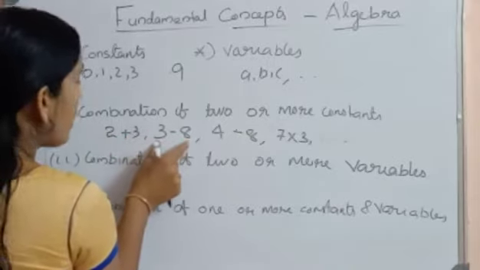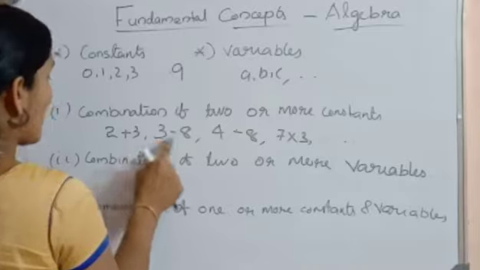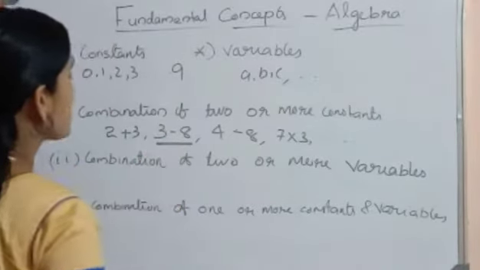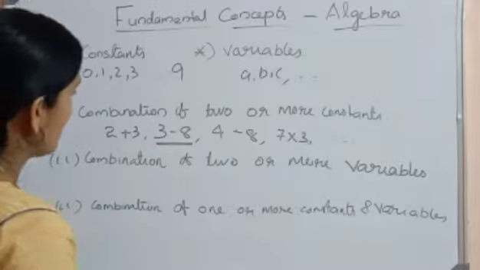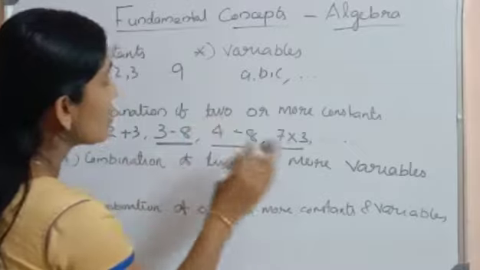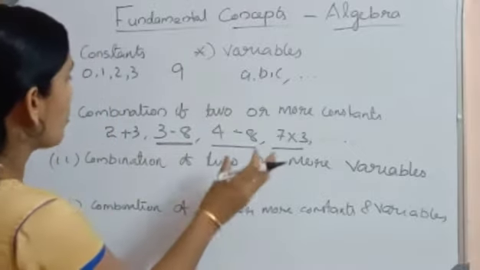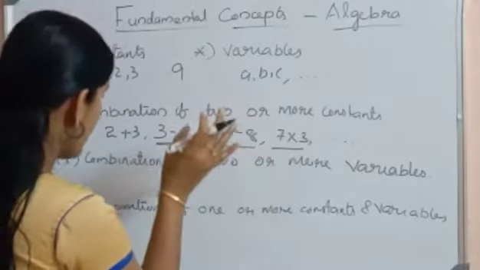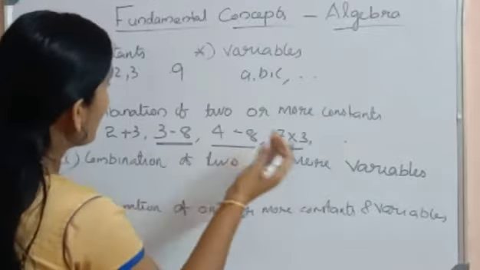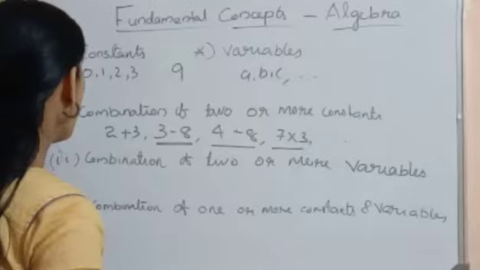If you consider 3 minus 8, 3 is a constant and 8 is also a constant. Therefore, the combination 3 minus 8 is also a constant. Similarly, 4 divided by 8 and 7 into 3 are also examples of the combination of constants, and we can say that the combination of two or more constants is again a constant itself. Let's see the next property.